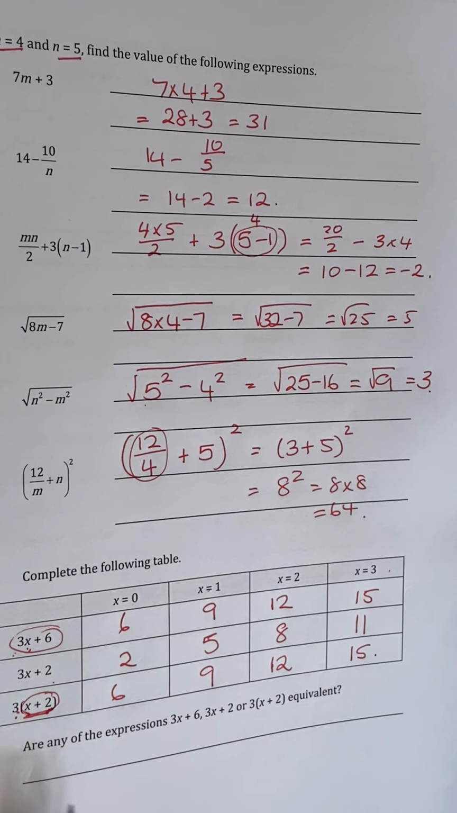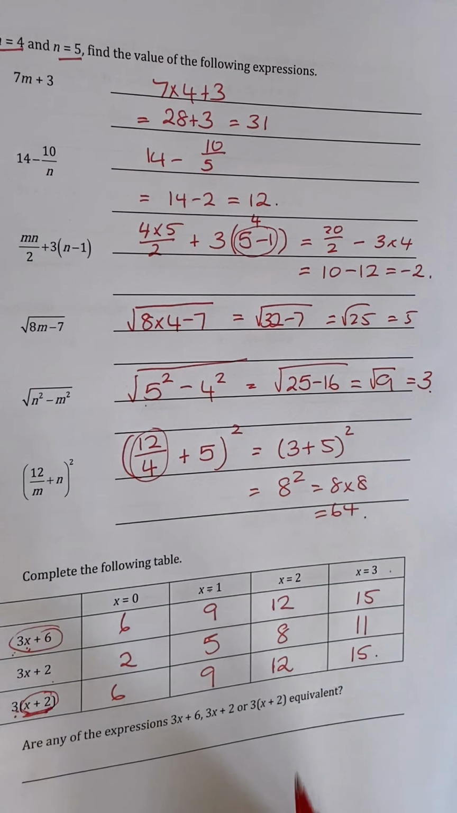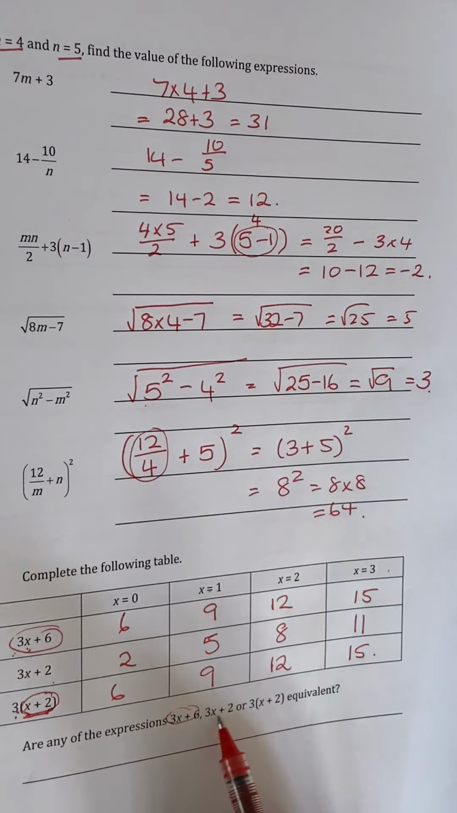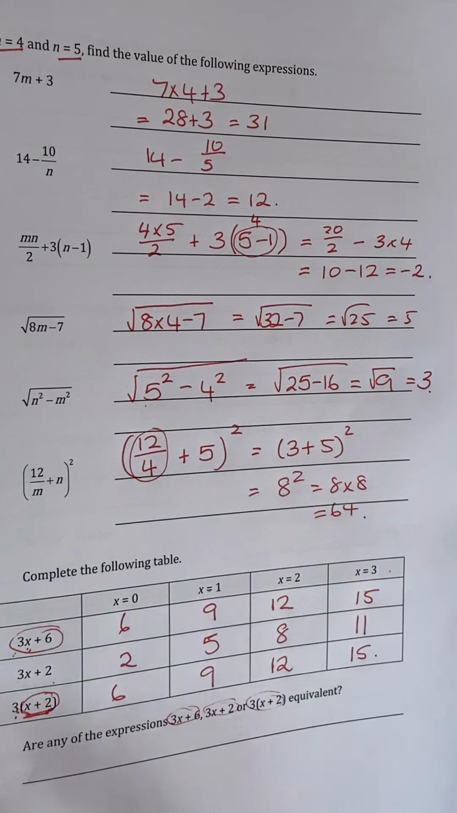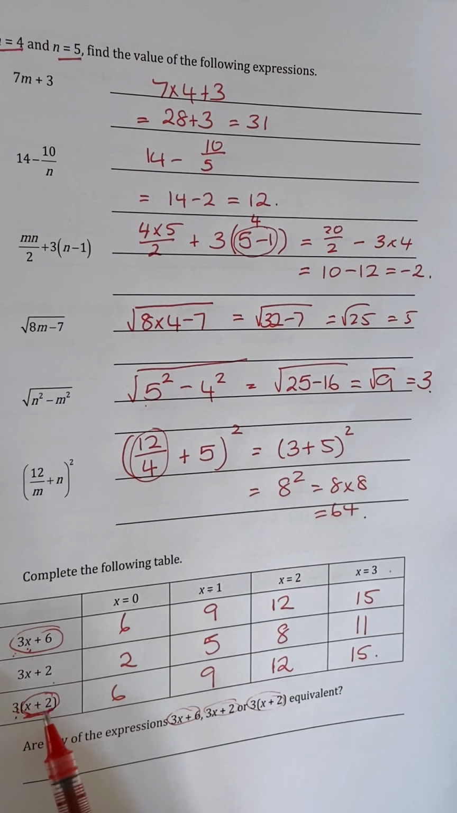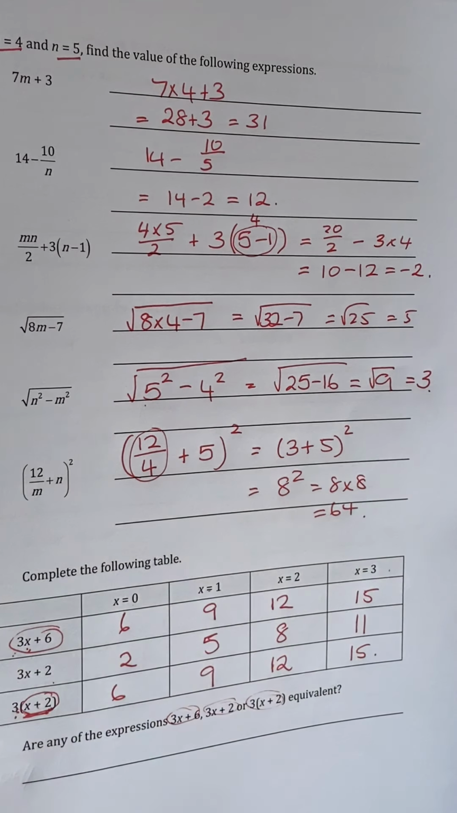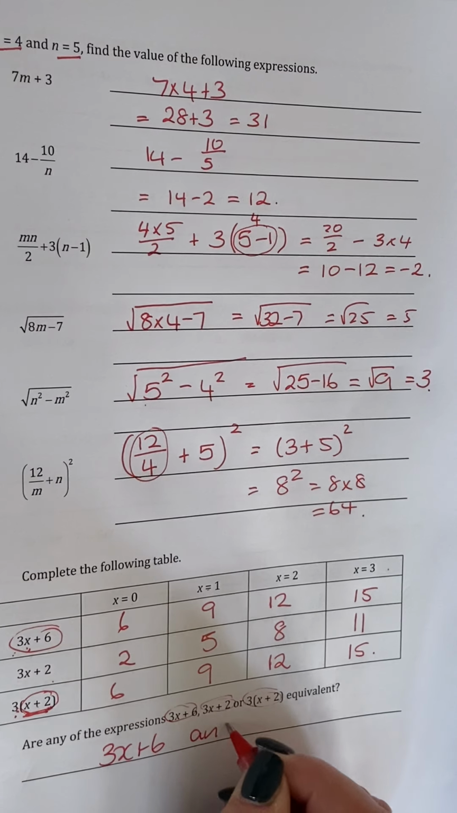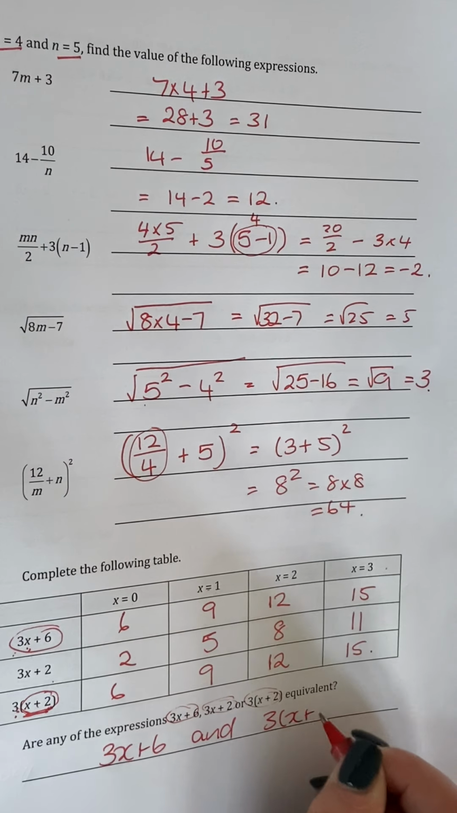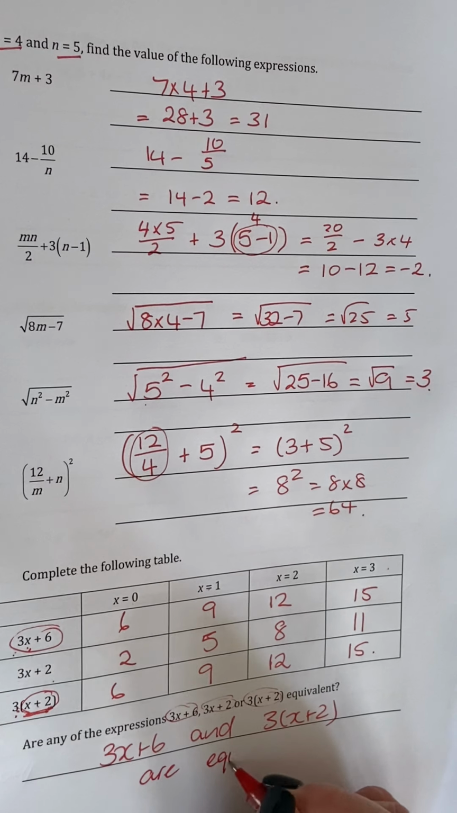So using this table, part B says, are any of the expressions 3x plus 6 or 3x plus 2 or 3 times x plus 2 equivalent? So equivalent means, are they the same? So they look a bit different, but they might give the same answer. And you'll see that this one and this one both give exactly the same answers. So it's 3x plus 6 and 3 times x plus 2 are equivalent.